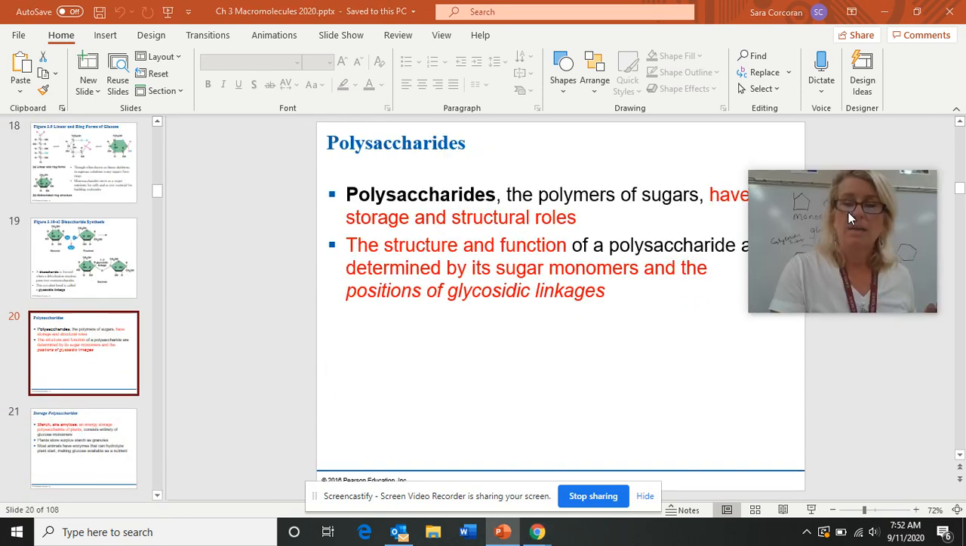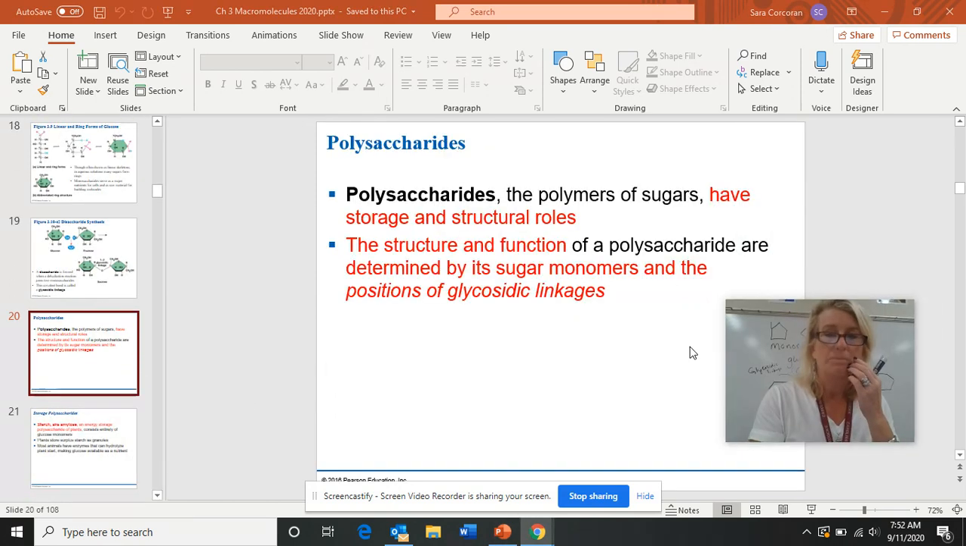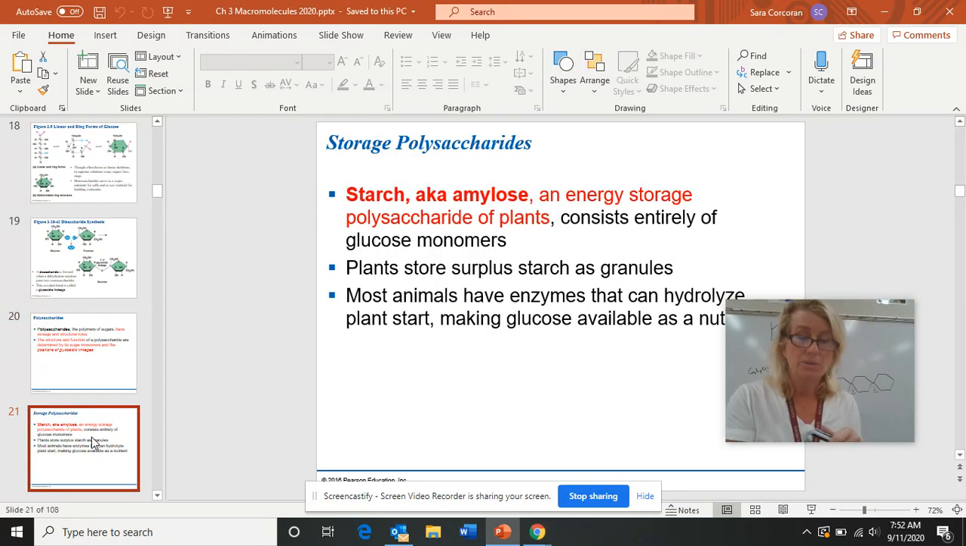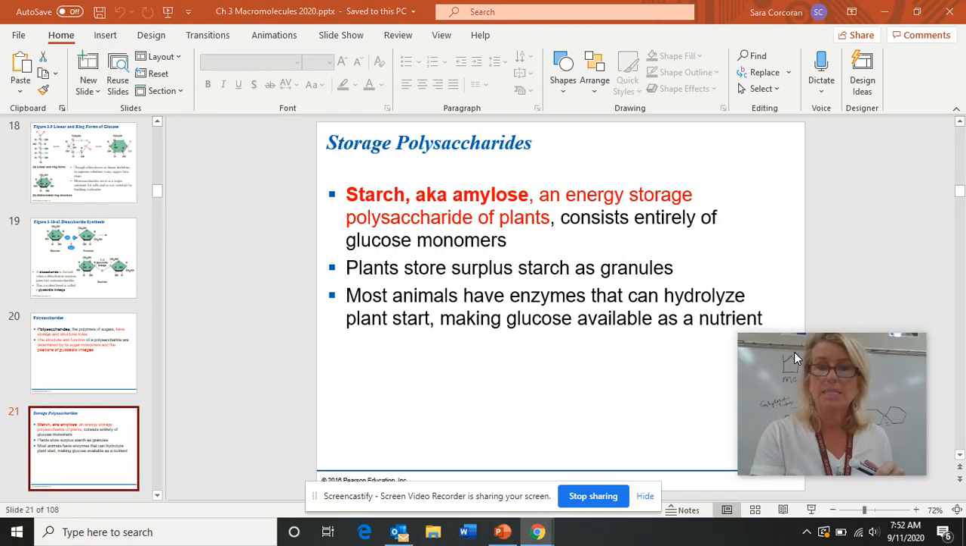First one, actually, polysaccharides are polymers of sugar. Poly just means many, saccharide means sugar. First one you need to know is starch. Starch is the energy storage molecule for plants.